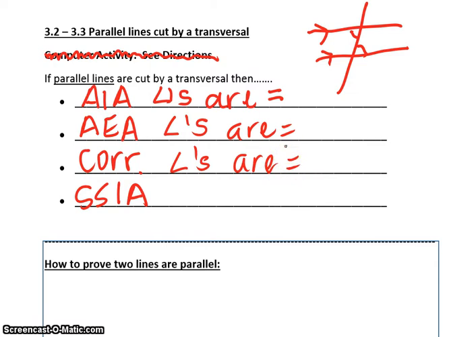and the SSIAs are the ones that are a little bit different. These are the two angles right here. I'm going to mark them with blue. These two angles on the inside. They're inside the two lines and on the same side of the transversal. These two angles are supplementary. So anytime you have parallel lines with a transversal cutting them, the SSIAs will equal 180 degrees.